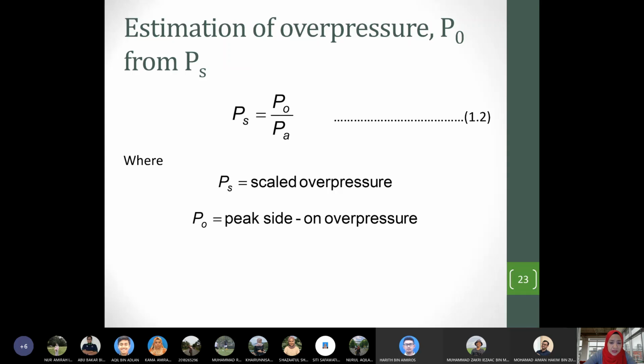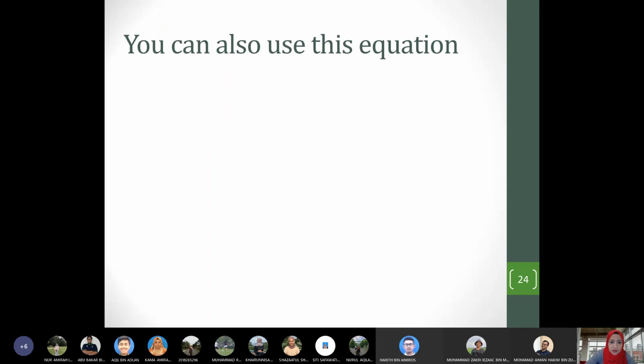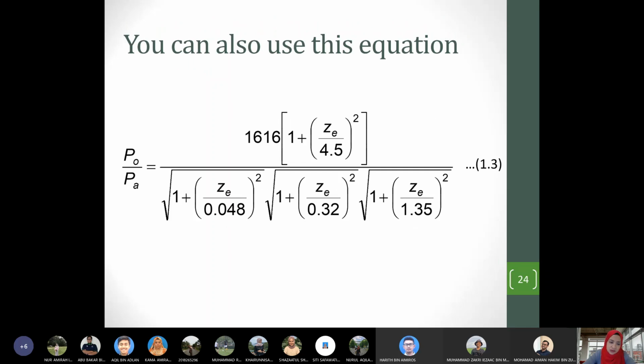PO is the peak side-on overpressure, and PA is ambient pressure. Or you can also use this equation to find the scale peak overpressure, where you can put in the values of the ZE from just now, and then you calculate. Okay, if you do not have that chart, you may use this equation.